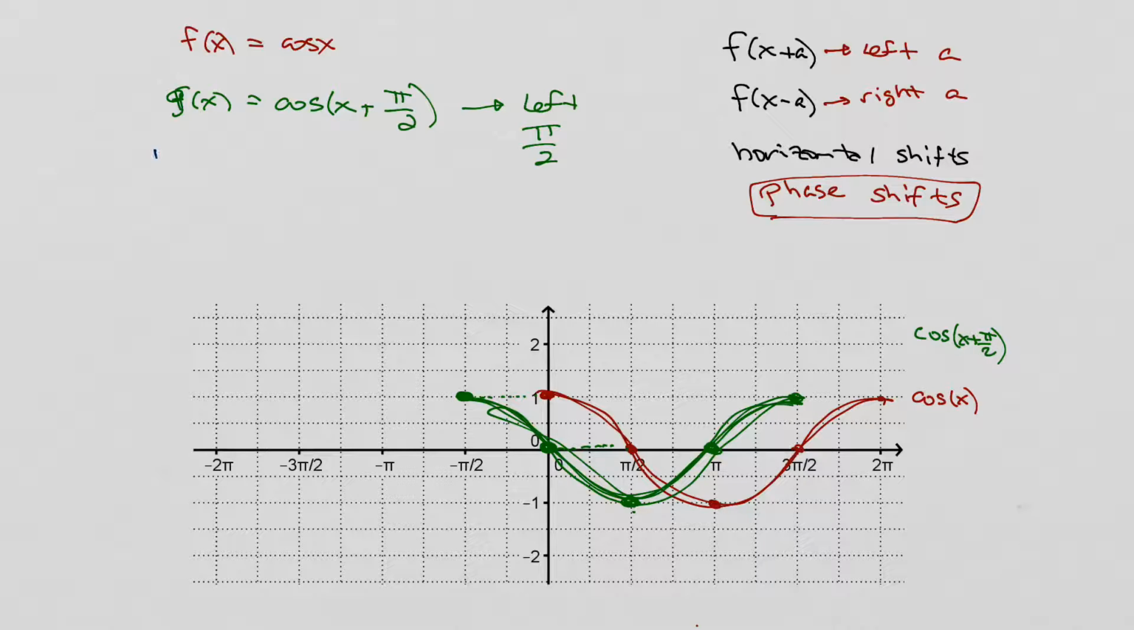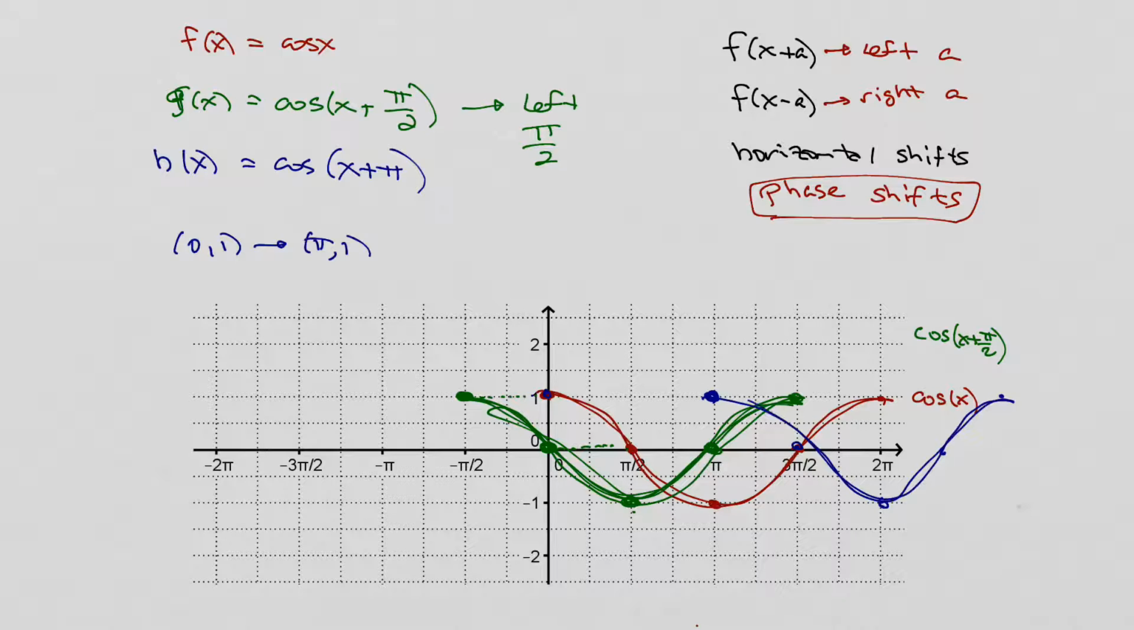We can also go the other direction. Let's say I have this function h equals cosine of x minus pi. Then I'm going to take every point from my cosine function and move it to the right by pi. So this point right there, that point 0, 1, is going to get moved to the point pi, 1. So it'll get moved to here. And then we'll do the same thing for all of these other points, and it will look something like this.